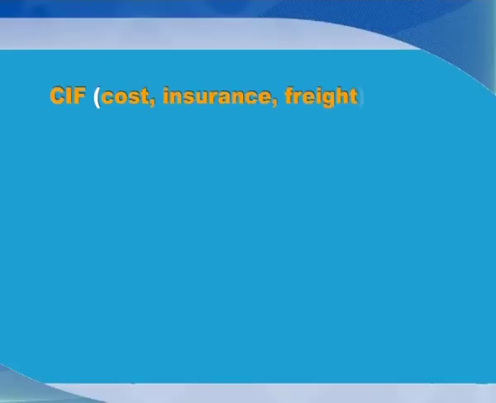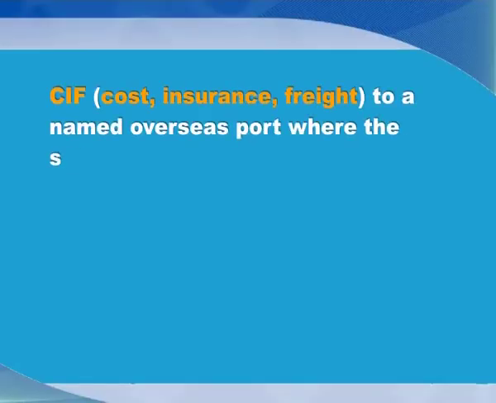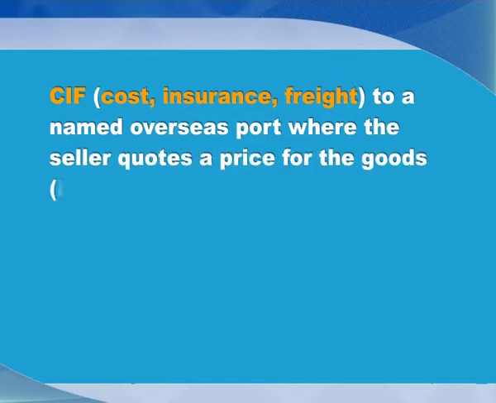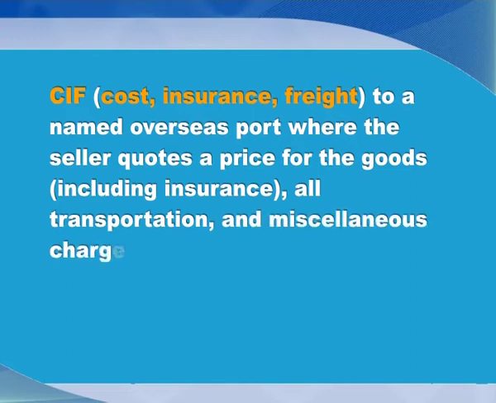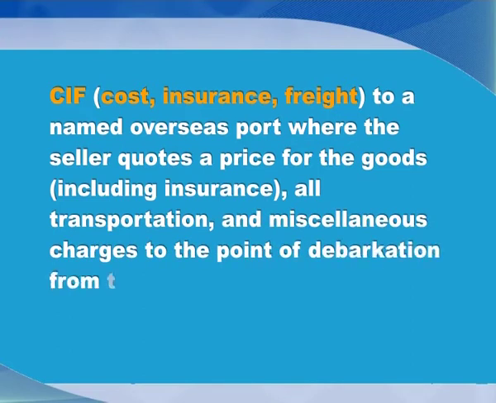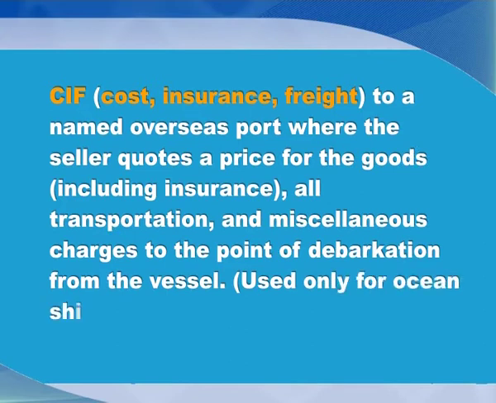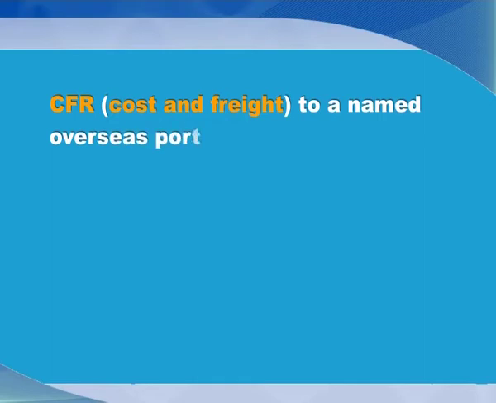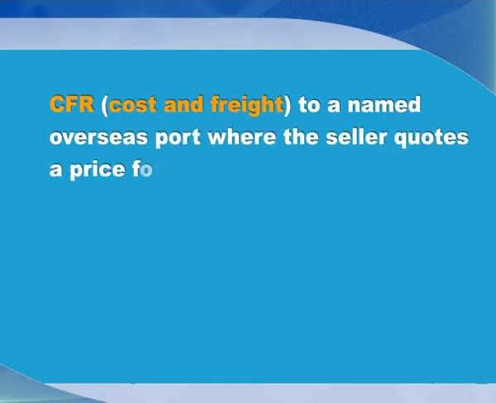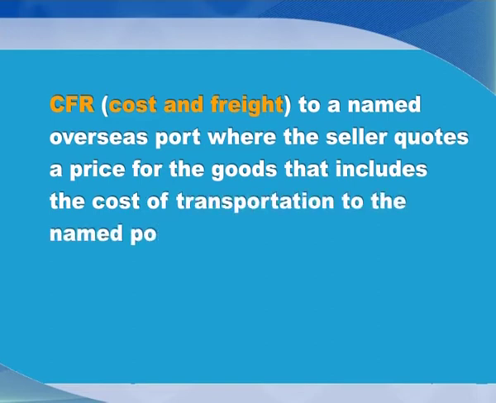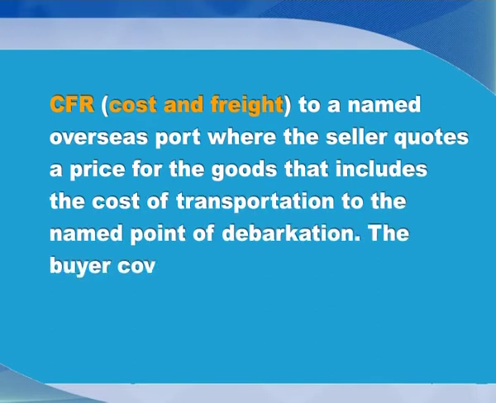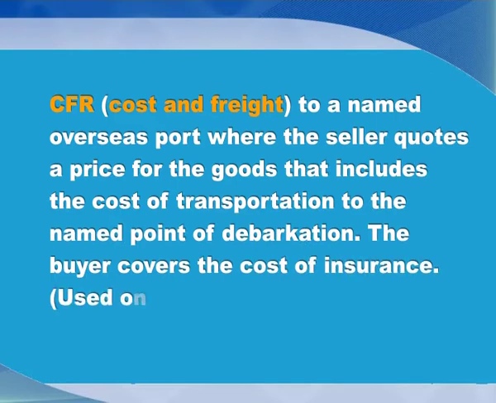CIF, cost, insurance, freight, to a named overseas port, where the seller quotes a price for the goods, including insurance, all transportation and miscellaneous charges to the point of debarkation for the vessel, used only for ocean shipments. CFR, cost and freight, to a named overseas port, where the seller quotes a price for the goods that includes the cost of transportation to the named point of debarkation. The buyer covers the cost of insurance, used only for ocean shipments.